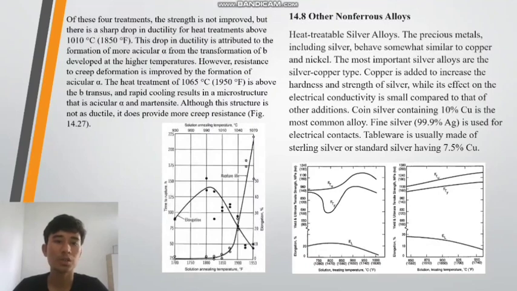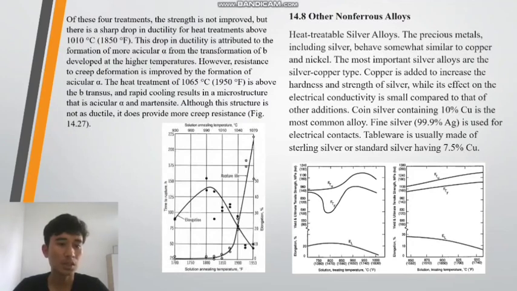14.8 Other non-ferrous alloys. Heat treatable silver alloys. The precious metals, including silver, behave somewhat similarly to copper and nickel. The most important silver alloys are the silver-copper type. Copper is added to increase the hardness and strength of silver, while its effect on the electrical conductivity is small compared to that of other additions. Coin silver containing 10% Cu is the most common alloy.